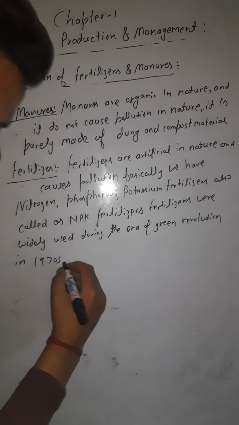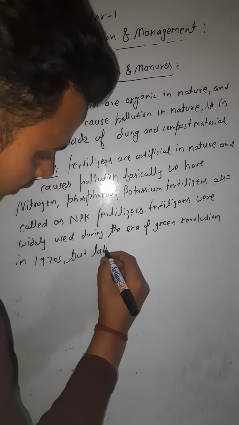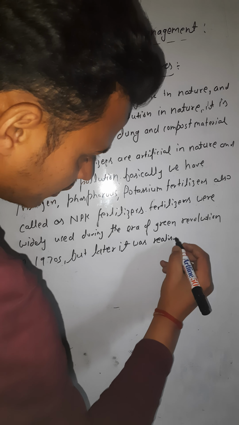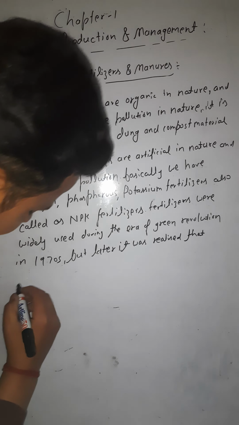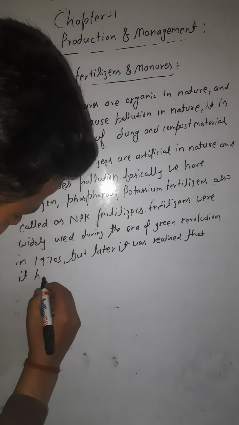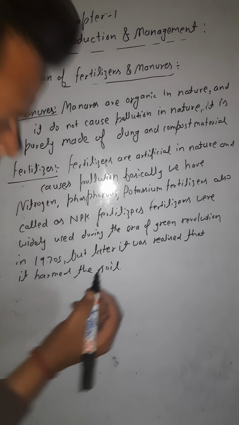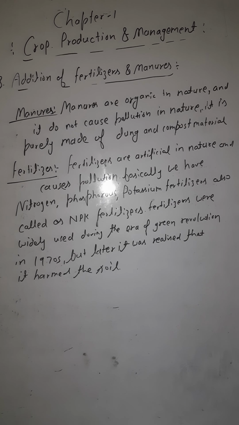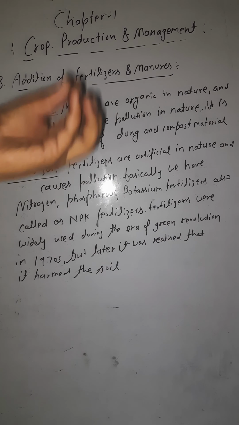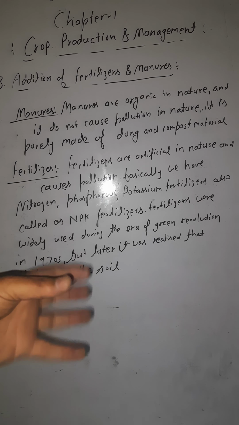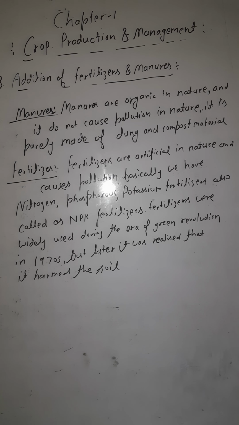I can write it here: later it was realized that it harmed the soil, meaning the quality of the soil was degraded. And then the crop you grow in the next season on that soil also suffers, as its quality is degraded again. That is why it was realized that they are causing pollution in nature.